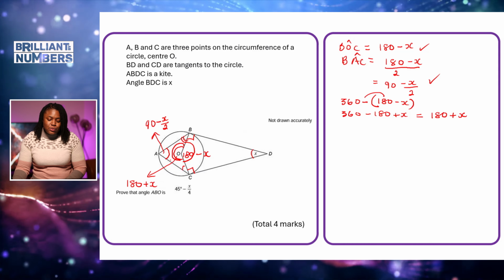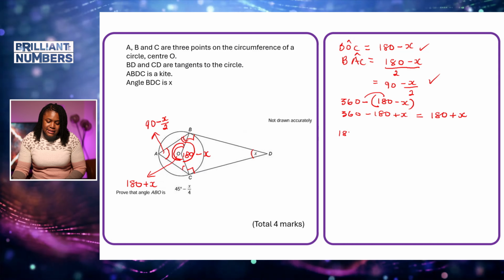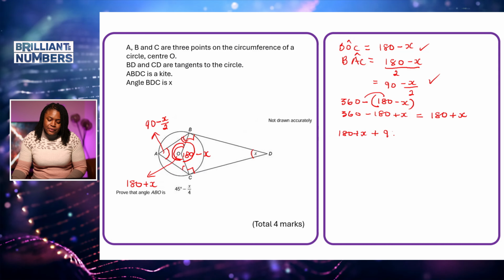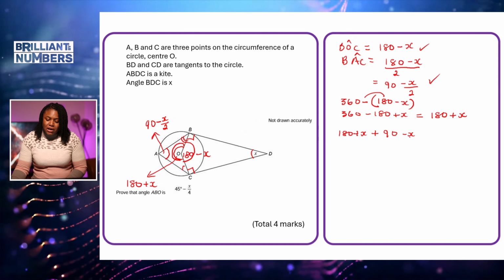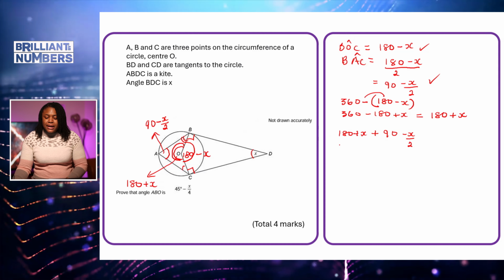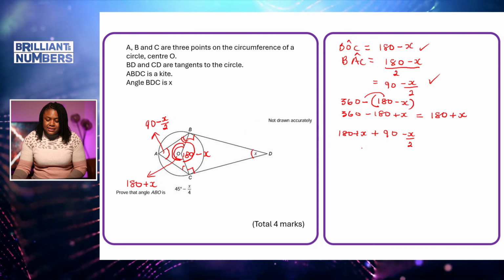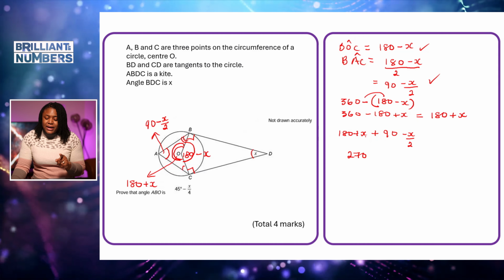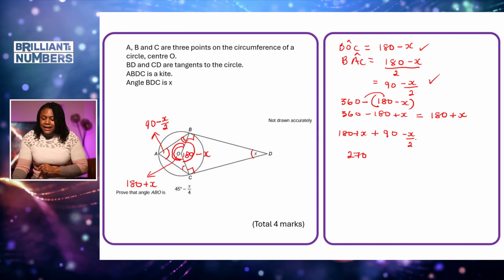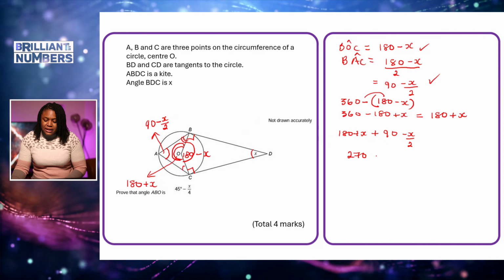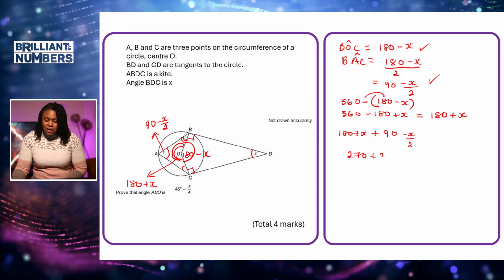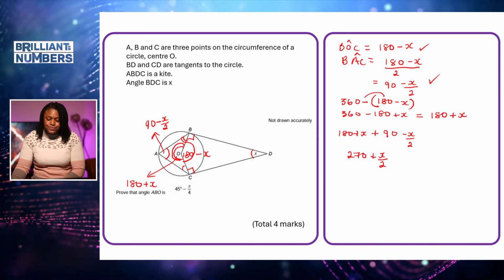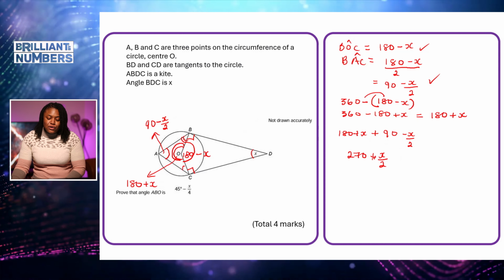So what we're going to do, we're going to add 180 plus x, and we're going to add that to 90 minus x halves. Okay, so 180 plus 90 is 270 degrees, and we've got a positive x, which is 1, take away a half, which is going to give us positive half x, which we can just write as x over 2. So we know the sum of those two.